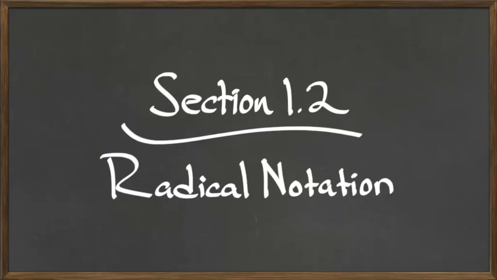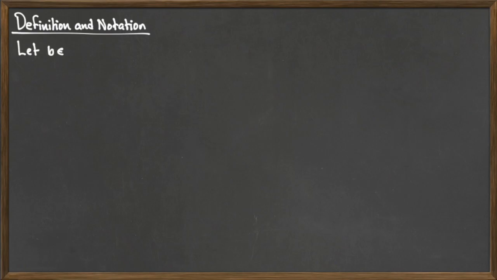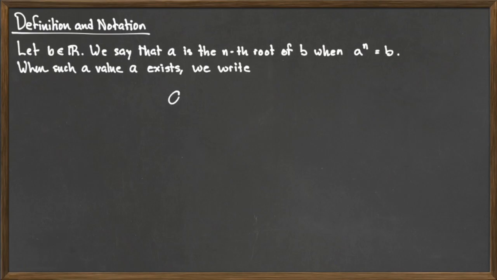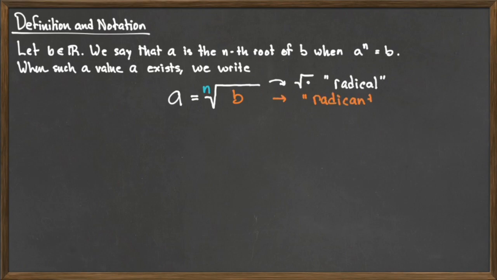The next two videos in this series have to do with radical notation. Let b be some real number. We say that a is the nth root of b when a to the n is equal to b. And when such a value exists, we write that a is equal to the nth root of b. This notation is known as the radical. The number b inside is called the radicand, and the value n is called the index.